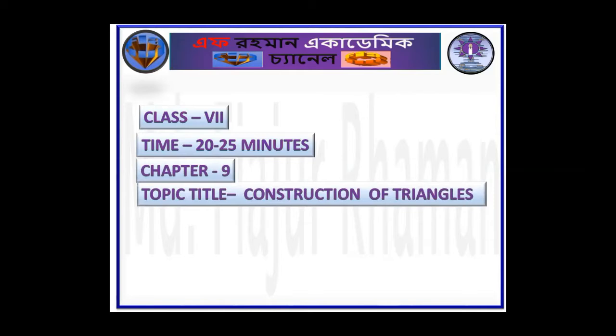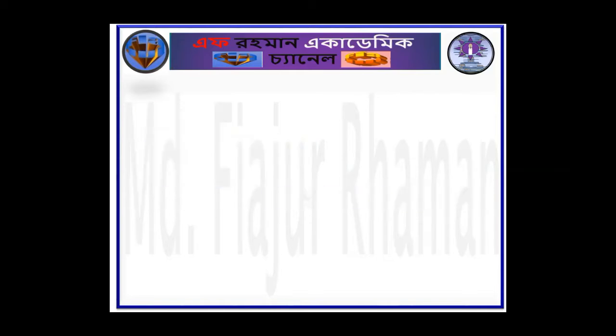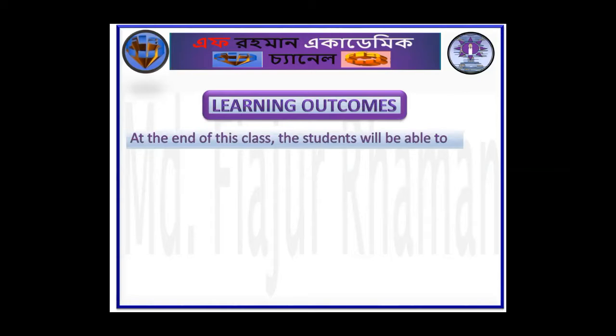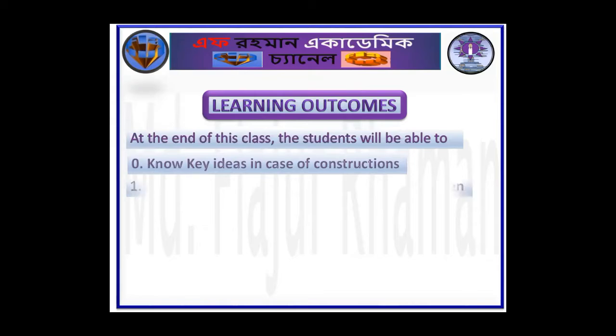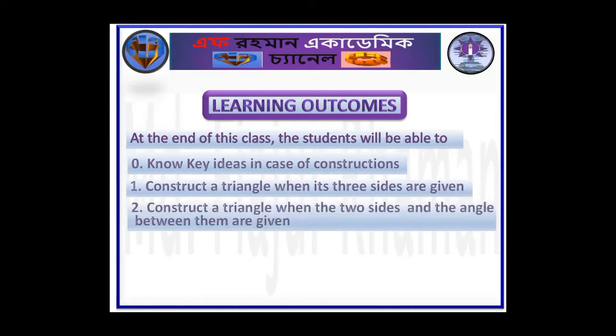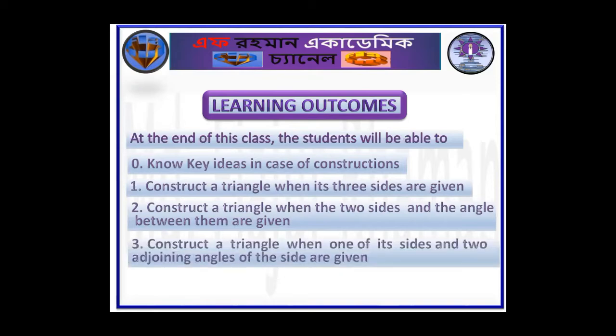We are going to deliver a lecture on construction of triangles. Learning outcomes. Dear learners, at the end of this class, you all will be able to know key ideas in case of constructions, and then construct a triangle when its three sides are given. And then construct a triangle when the two sides and the angle between them are given. Finally, construct a triangle when one of its sides and the two adjoining angles of the side are given.